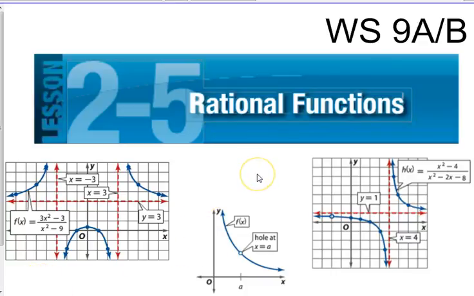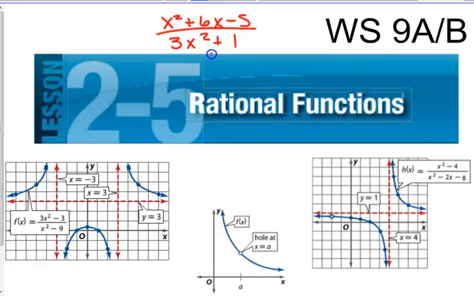So this is worksheet 9, rational functions. This lesson goes long, so we're going to try to go quickly. A rational function means that we have some kind of polynomial in the numerator, like this, and we have some kind of polynomial in the denominator, like this. Okay? We have to try to graph that.